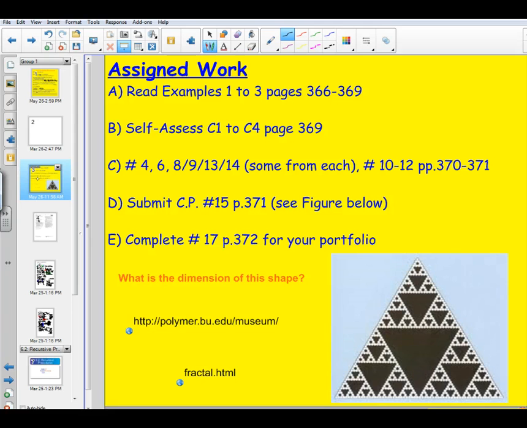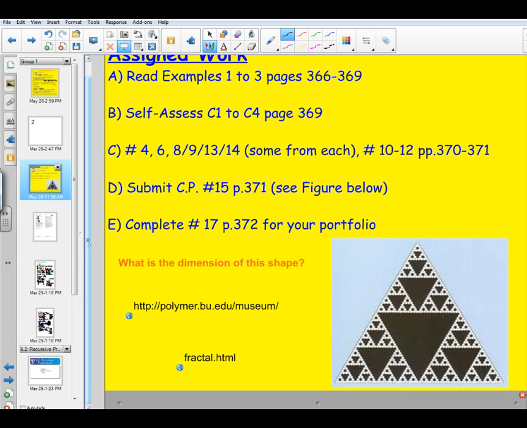The sample or chapter problem for this section is rather interesting as well, and again we're working with fractals, and here's a shape which we'll check out in class tomorrow, but this is called the Sierpinski triangle. It's a really interesting fractal which you can create when you answer question number 15, and that's where we'll finish.